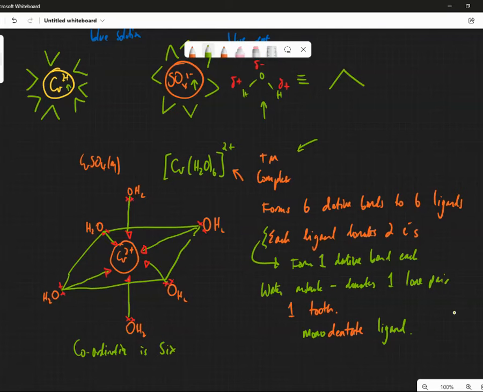Now let's define ligand. A ligand. What must the ligand have? Well, first of all, it must have a lone pair. Okay, and the lone pair forms a dative bond to a central metal ion. That's what a ligand is.